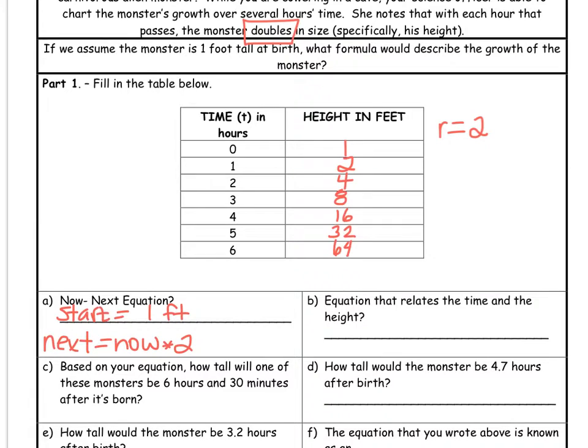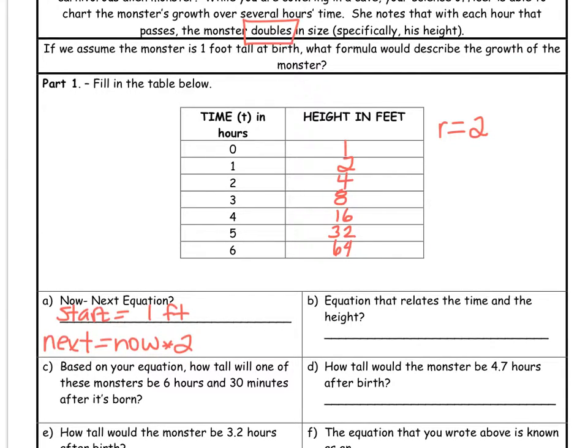So we want to write an equation that relates the time and the height. When we look at now-next, we're looking at the output. How do we get from 1 to 2, 2 to 4, 4 to 8, 8 to 16? We're multiplying by 2. And that's how we get our now-next over here.